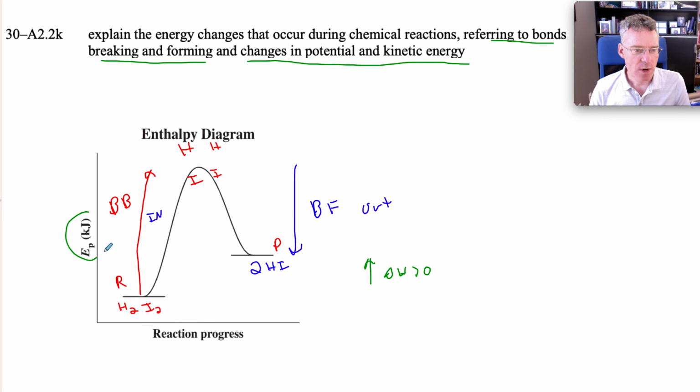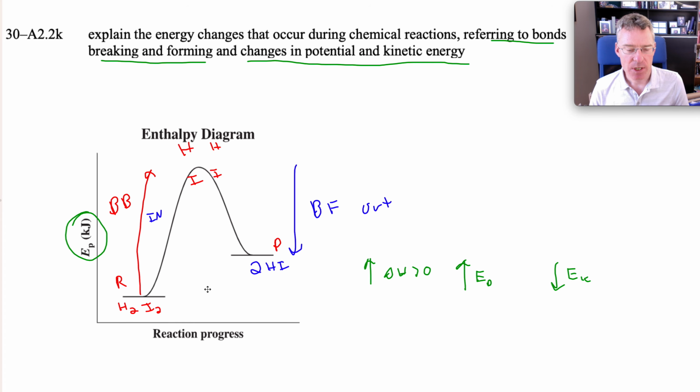So this whole graph is potential energy. This is the difference. Bond energy had to be put in to break the bonds. Potential energy put in. Some potential energy was released in the bond forming. So we have a difference in potential energy. So I'm going to relabel this. Potential went up. We have the law of conservation of energy. So if we have more potential energy now, where did it come from? Well, it came from an equal decrease in kinetic energy.